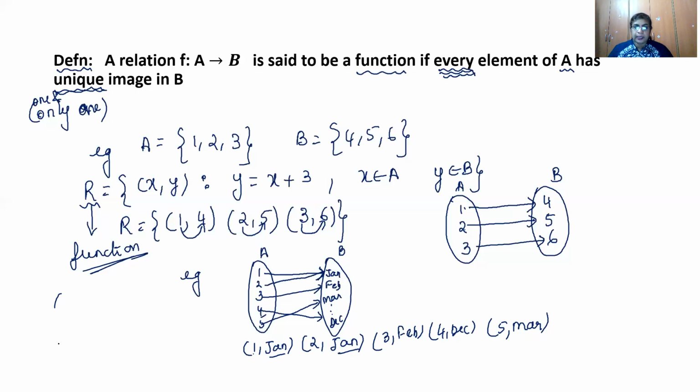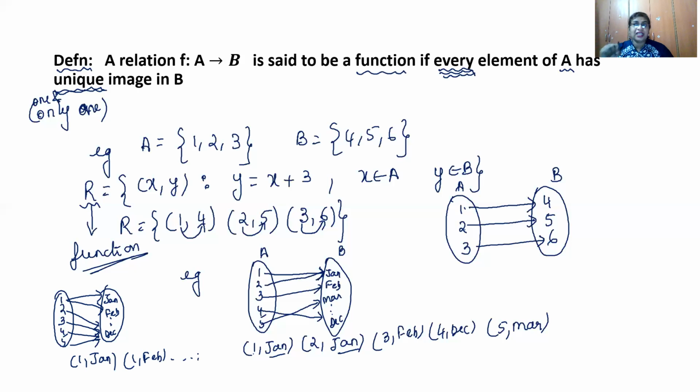Now let me tell you when it cannot be a function. Same 1, 2, 3, 4, 5 is there, and we have January, February, up to December. Is it possible for a student to be born in January and also in February? Not possible. One student is born in only one month. So suppose you write (1, January) and also (1, February), and it goes on.